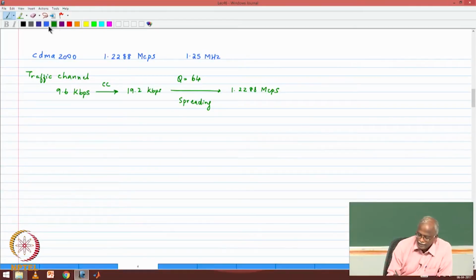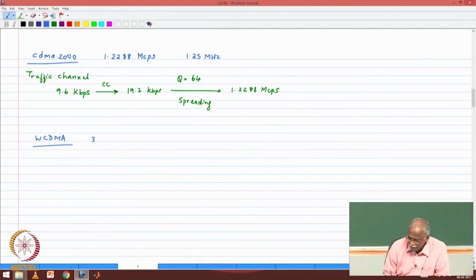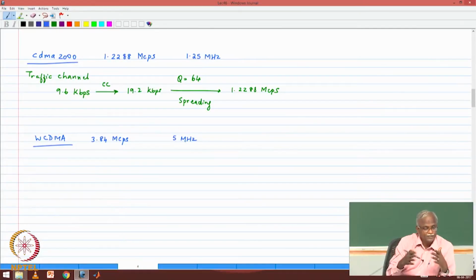Now, on the other hand, wideband CDMA has a chip rate of 3.84 mega chips per second in an occupied bandwidth of 5 megahertz, roughly 4 times the bandwidth of the CDMA 2000 system. 4 times the bandwidth should approximately scale to 4 times the capacity, because that's how the systems are designed.